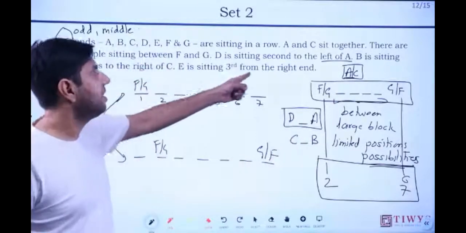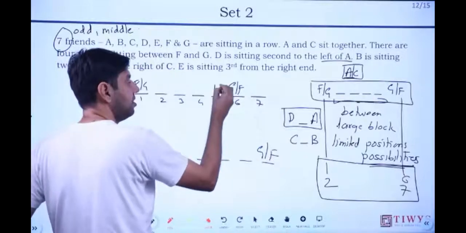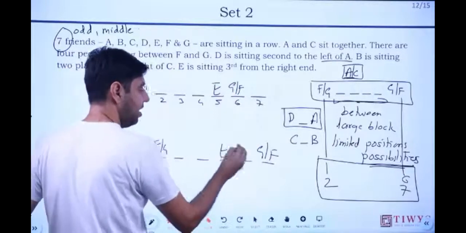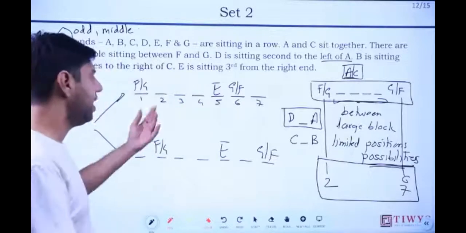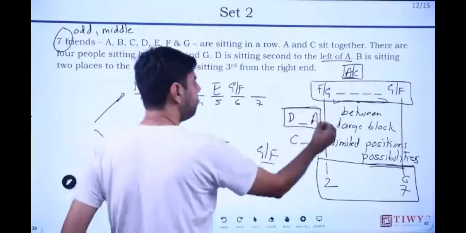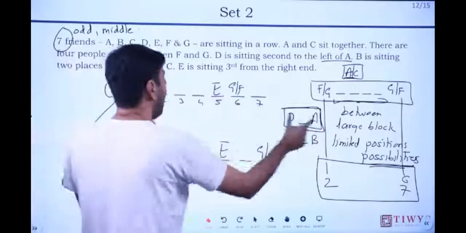And E is sitting 3rd from the right end, 1, 2, 3. This is an absolute position. You should have started with this E. Now go ahead and try to fit it in. Go ahead, it's very easy now. Try to tell me where can you put D and A over here. Tell me quickly, first possibility, D blank A.